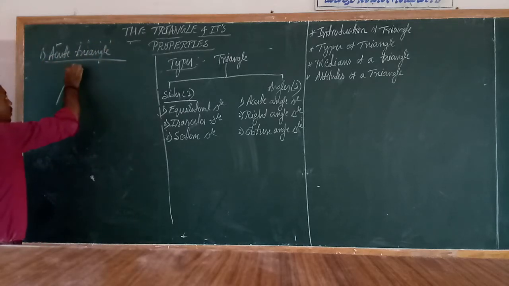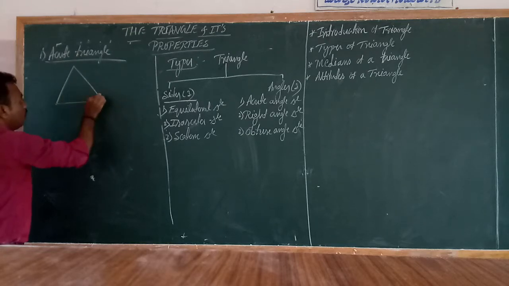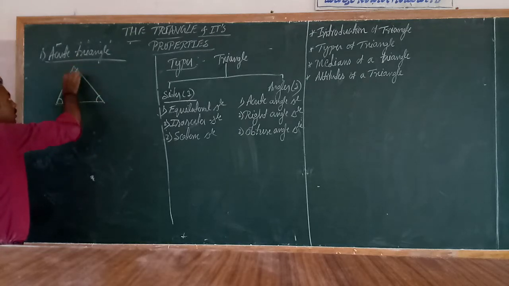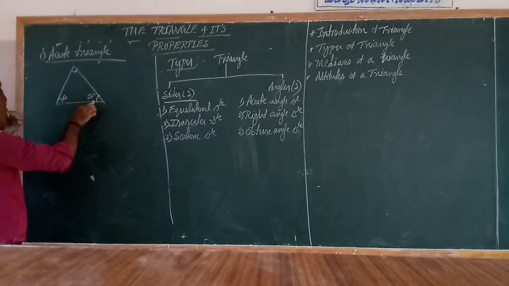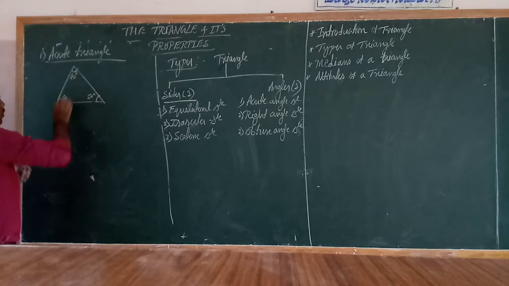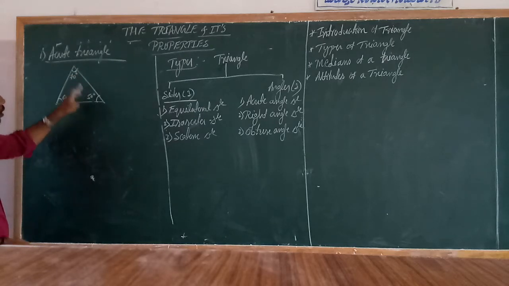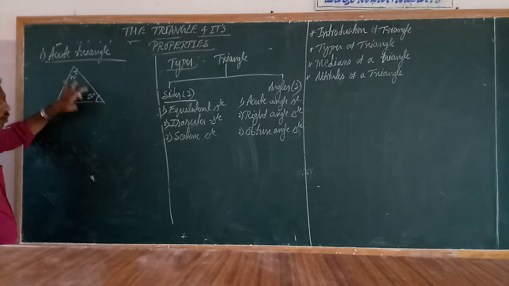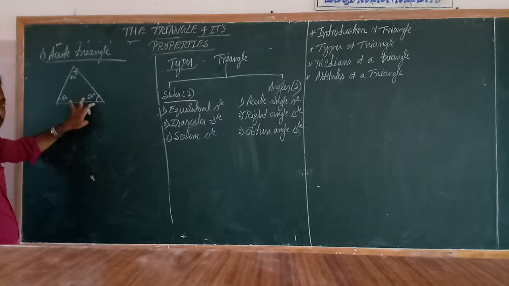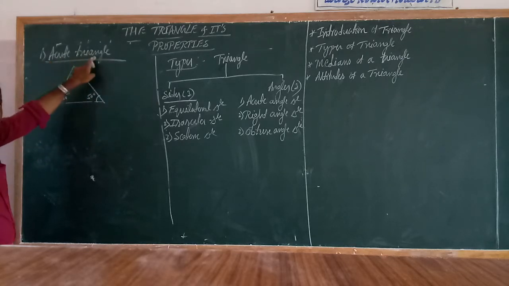In any triangle, all angles measure acute angles. For example, 60 degrees or 50 degrees, even 70 degrees. Okay, so this is called as what? Acute angle triangle. Acute angle triangle means a triangle having all angles measuring below 90 degrees. Then it is called an acute angle triangle.